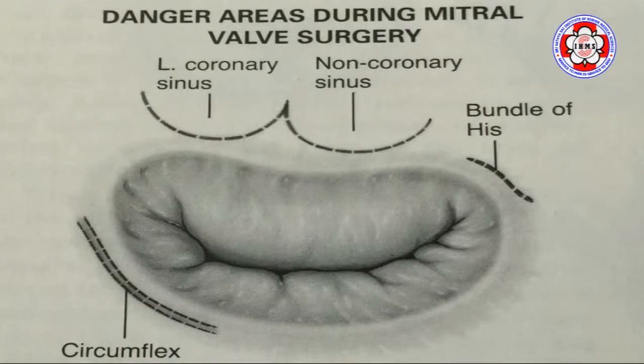I want to show that there are three components in the anterior leaflet: A1, A2, A3. The mirror image is P1, P2, P3. Then you have the anterolateral commissure and the posteromedial commissure. And you have the left coronary sinus and non-coronary sinus in relation to A1 and A2, and the bundle of His in relation to A3 and P3. Then your circumflex artery is related to P1 and P2, and your coronary sinus to P2 and P3. These are important landmarks because they will have an impact if you have an improperly implanted valve.